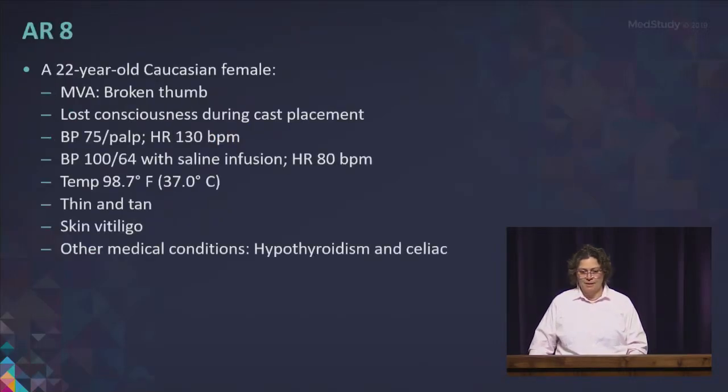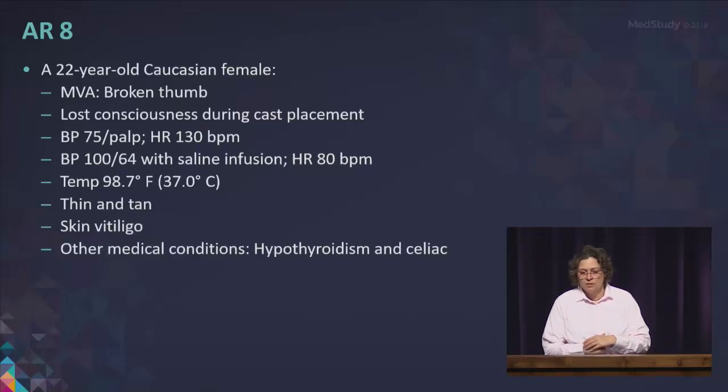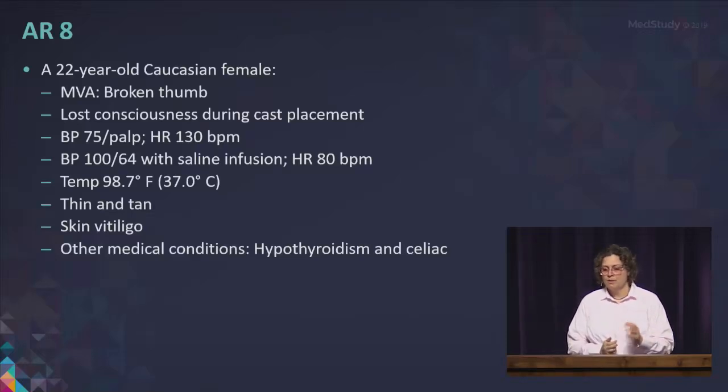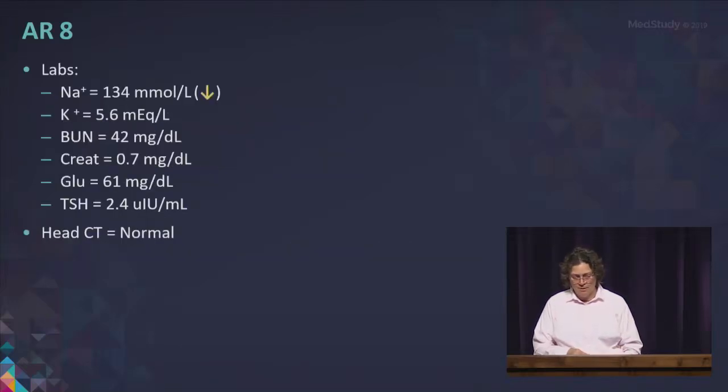Okay, next case. 22-year-old Caucasian female comes in after a motor vehicle accident, broke her thumb. She lost consciousness during cast placement. Her blood pressure was 75 over palp. She was tachycardic. You gave her saline. She's doing better. Vitals normalized. Her temperature shows she's afebrile. She's thin. She's tan. She's got vitiligo. Other medical conditions include hypothyroidism and celiac disease.